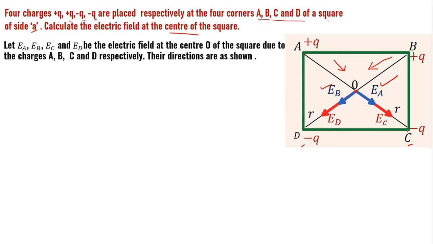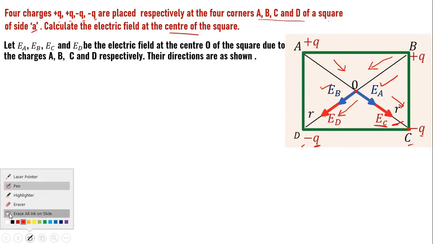Next, the direction due to C. At C, a minus Q charge is placed. So, the electric field due to a negative charge always points towards the negative charge. So, this is the direction of EC. From O, EC will be pointing towards the negative charge. Similarly, at the point D, we have placed a negative charge. Again, ED, the electric field due to the negative charge, will be pointing towards the point D, that is, towards the negative charge. So, this is the direction of ED. I hope now the direction will become clear to all of you.